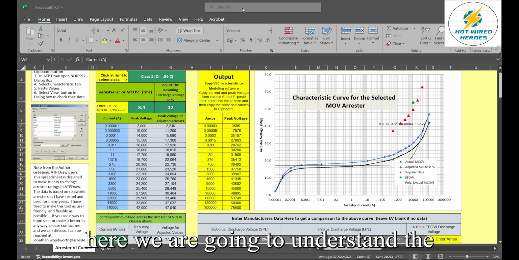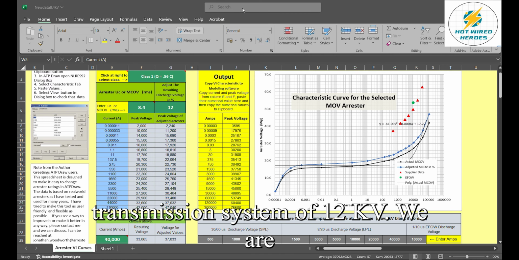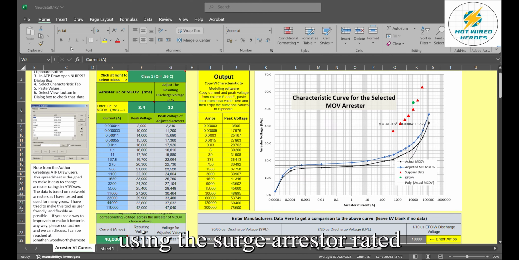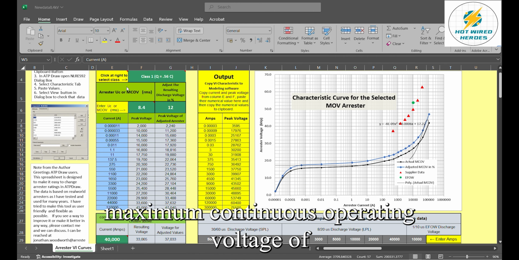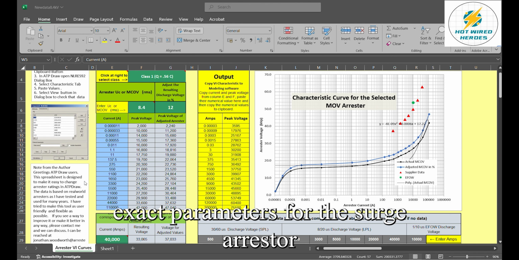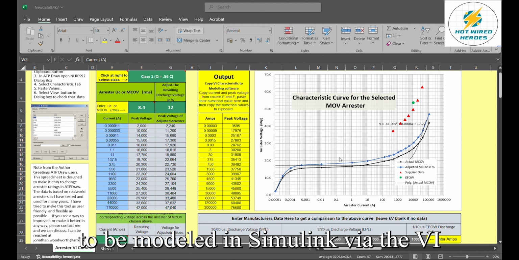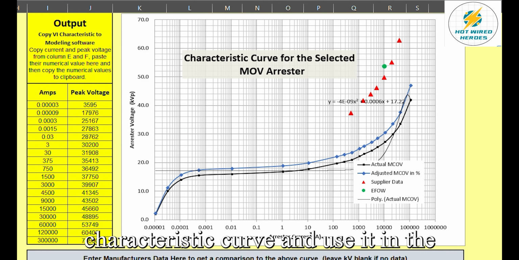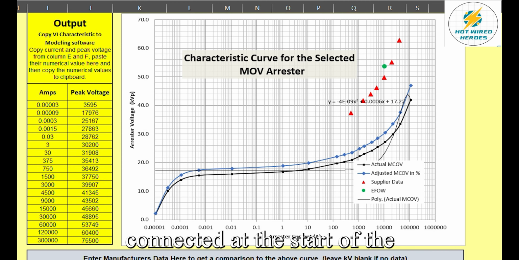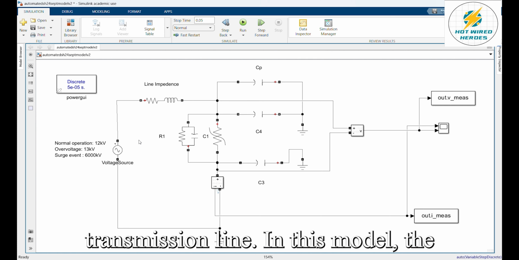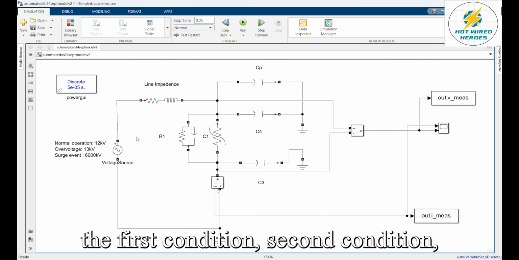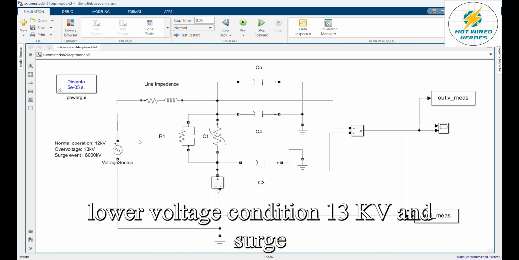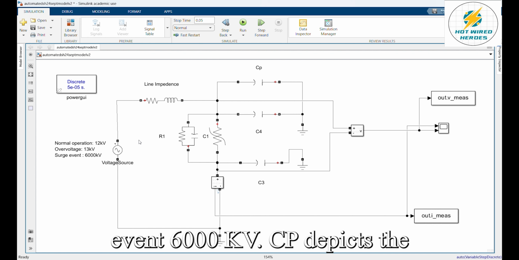So, here we are going to understand the modeling of the surge arrestor and the transmission system of 12 kV. We are using a surge arrestor rated 8.4 kV, which is the MCOV (maximum continuous operating voltage) for a 12 kV transmission line. We obtained the exact parameters for the surge arrestor to be modeled in Simulink via the VI characteristic curve and use it in the model, where the surge arrestor is connected at the start of the transmission line. In this model, the voltage source is kept at 12 kV for the first condition, 13 kV for the second, overvoltage condition, and 6000 kV for the surge event.